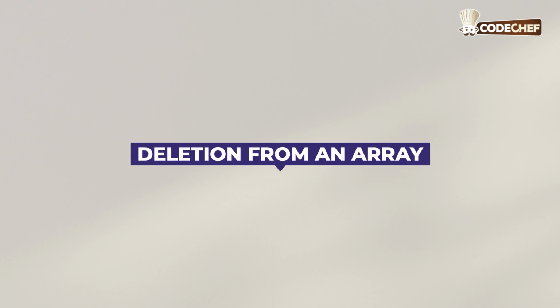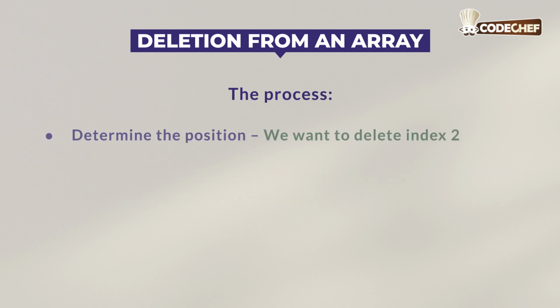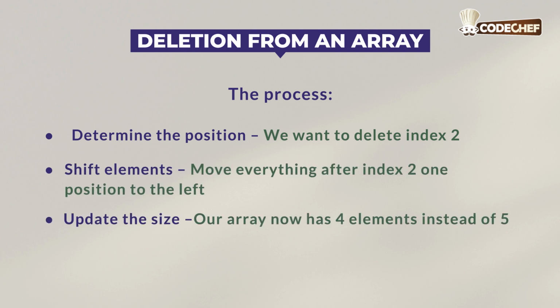Deletion from an array. Deletion works similarly to insertion, but in reverse. Let's say we have this array of 2, 4, 6, 8 and 10. We want to delete the element at position 2, the number 6. The process to delete 6 from that position is we want to delete index 2 and then we move everything after index 2 one position to the left. And we update the size of the array. Our array now has 4 elements instead of 5.